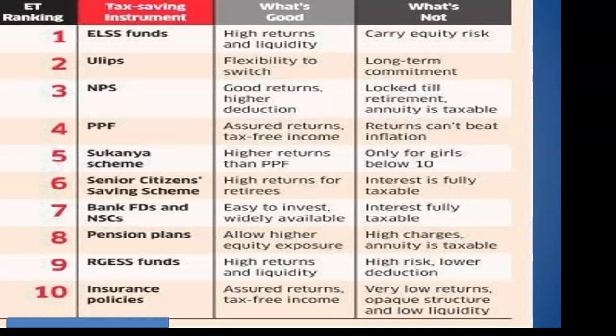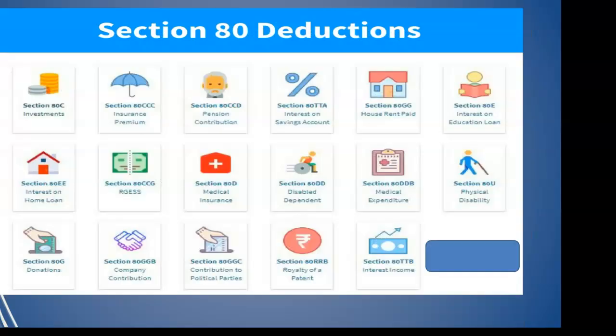So the best funds available, that is tax saving instruments, are with respect to the following discussion. Say for example ELSS, Equity Linked Savings Scheme funds. One can see that high returns and liquidity are the plus points, but they carry a lot of risk. ULIPs are the second one. Similarly, you have NPS, PPF, etc. These are some of the schemes in which the tax can be saved.